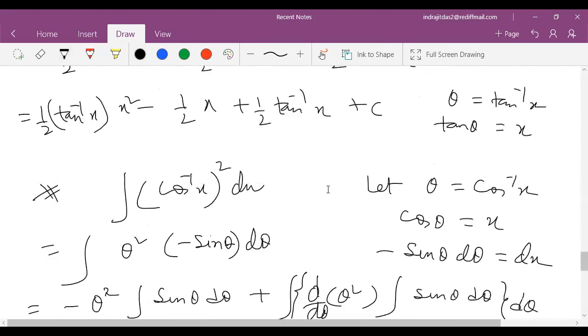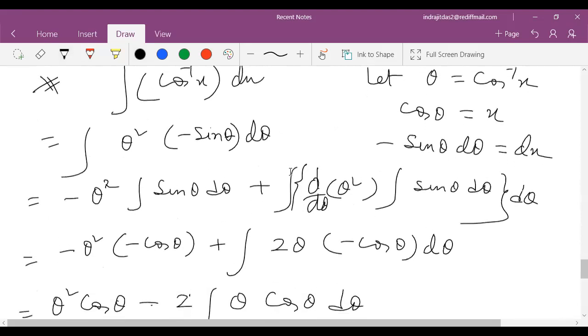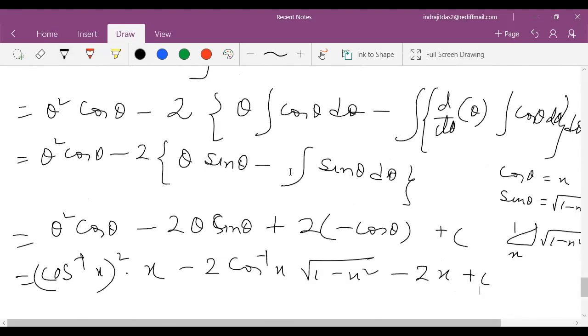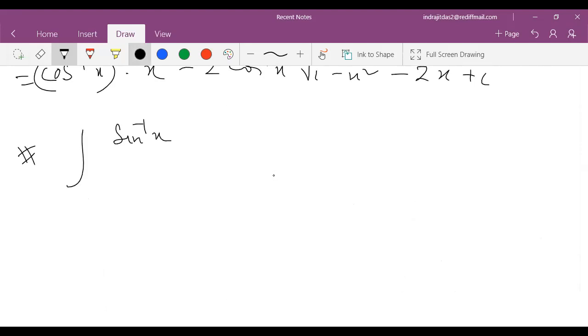So if you look at the question, cos inverse x whole square, you take theta as cos inverse x, then proceed with by parts. 2 times we are doing by parts and solving that way. Now another problem I would like to do, that is sin inverse x into x whole by root over 1 minus x square. This type of problem.